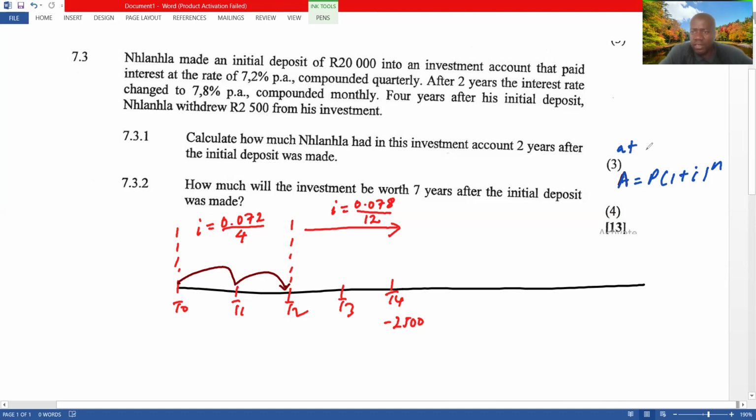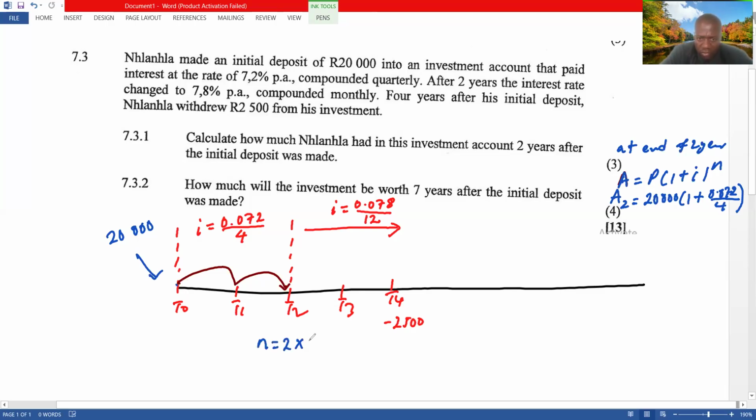So at the end of 2 years, we want A2 here. What will be the present value? The present value will be 20,000, so we substitute 20,000 here. The interest rate is 0.072 over 4 to the power. Remember, it's only 2 years, and we need to convert years into quarters, so we multiply by 4. It means this will be raised to the power of 8.